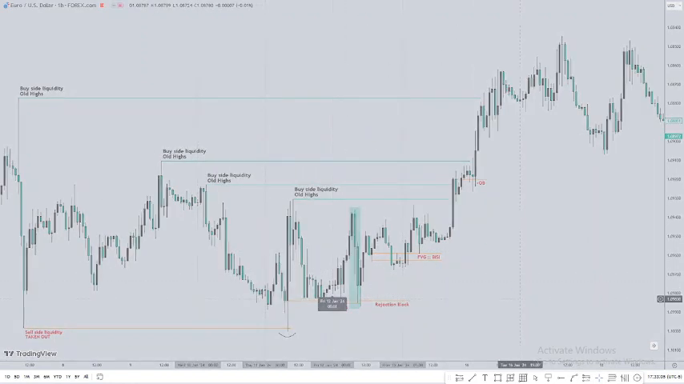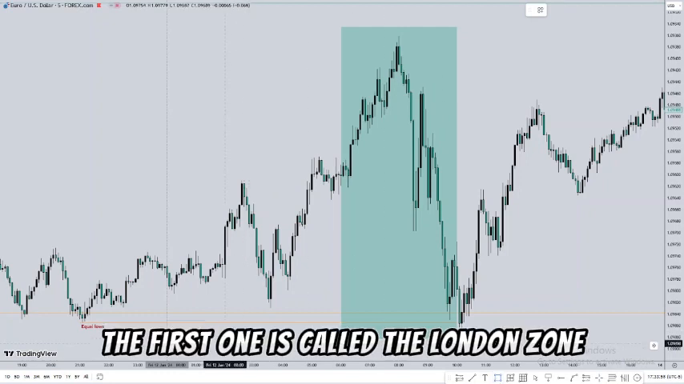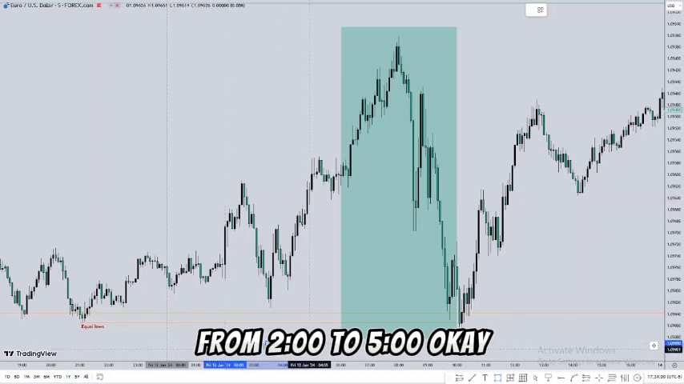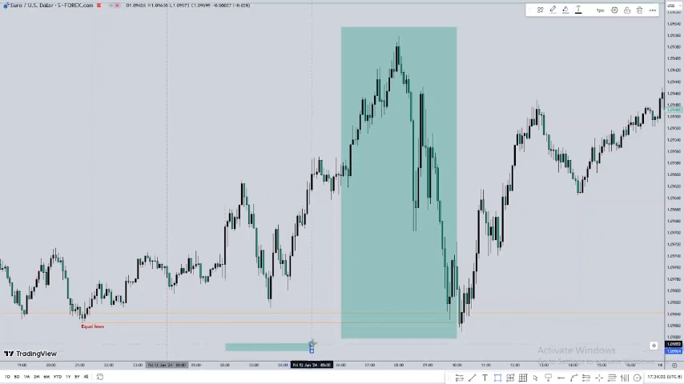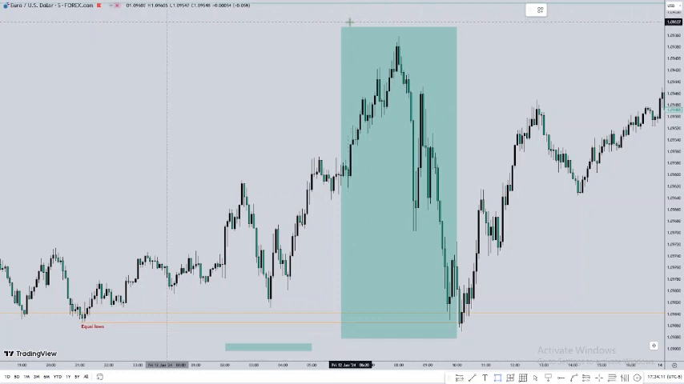I'll go lower to a 5 minutes time frame. So right here is the 5 minutes time frame showing the 12th of January 2024. Okay, now when you are in your 5 minutes time frame, you have to focus on specific times of day on your chart. The first one is called the London zone, from 2 o'clock to 5 o'clock. Okay, that is when you trade the London session. Then the second session is from 7 o'clock. All of these times are in New York time.